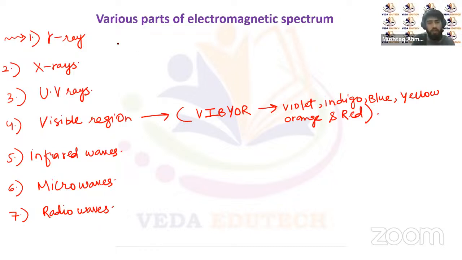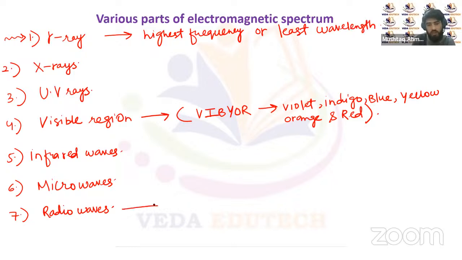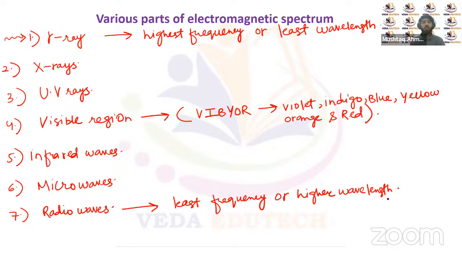So gamma rays are the rays of highest frequency, right? They are the waves of highest frequency or least wavelength, right? And similarly, we have radio waves of least frequency or higher wavelength, right?